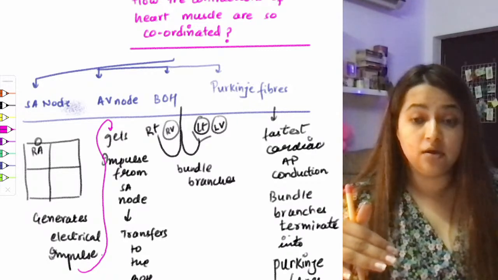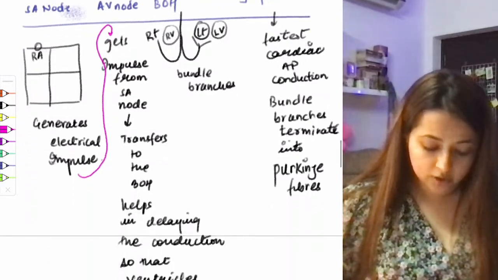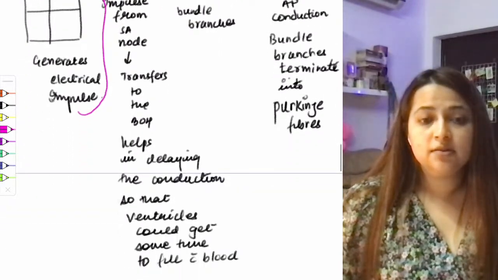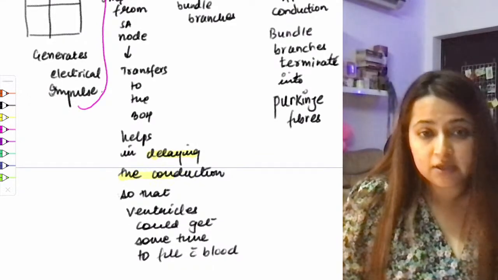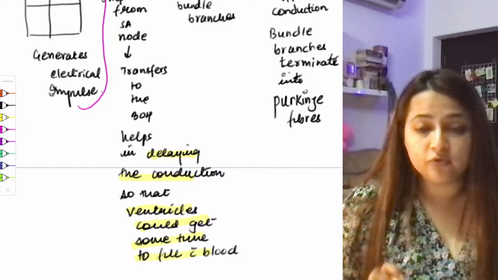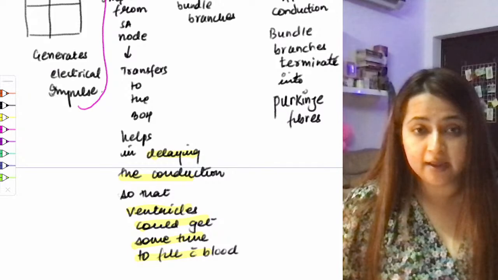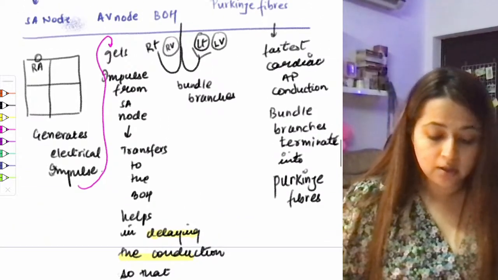This is the reason why there is a delay in conduction via the AV node. This is what I have written. This helps in delaying the conduction so that the ventricles could get some time to fill with blood. So this delay by the AV node is very important. It has a slow conduction velocity.